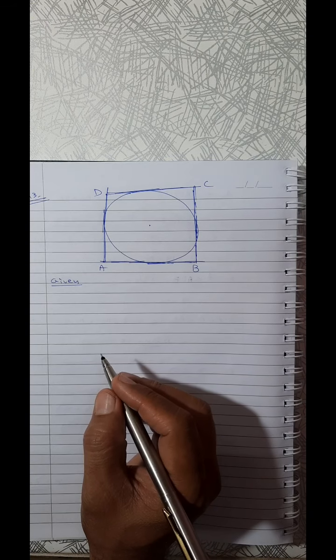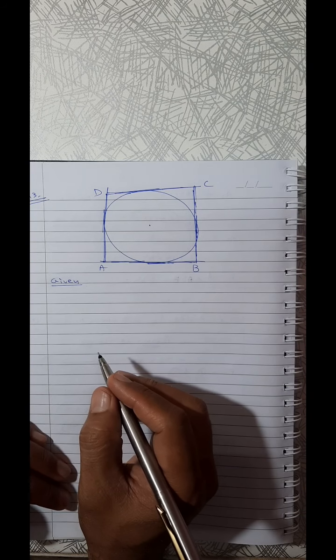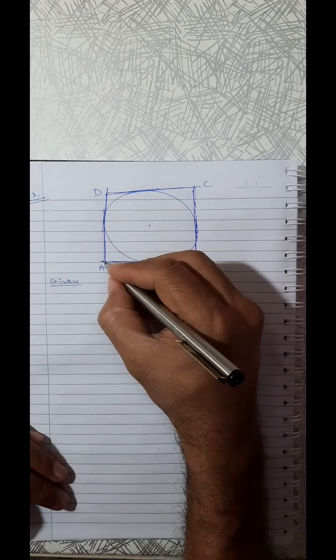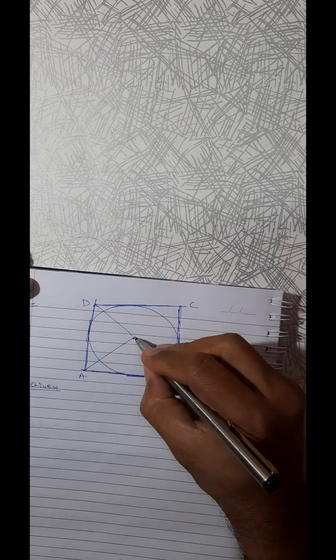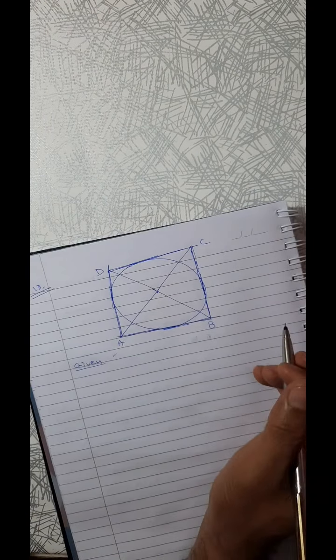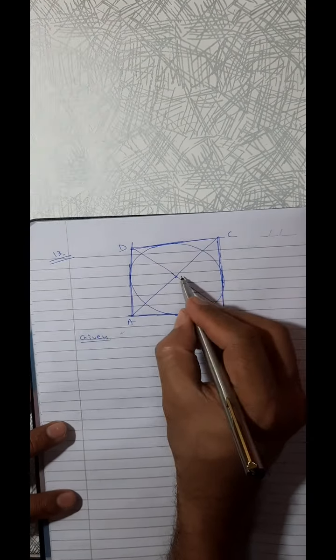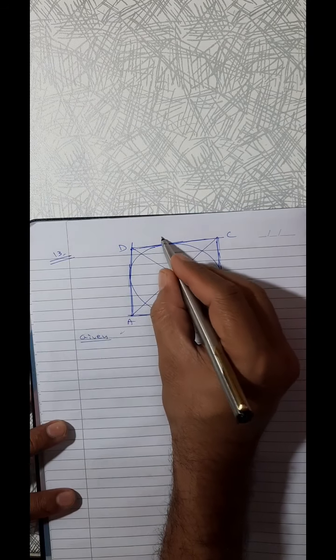Opposite sides subtend supplementary angles at the center. So we have to join these also with the center. It is not a single line, okay? Remember, these are different lines. Now join the points of contact also: P, Q, R, S.